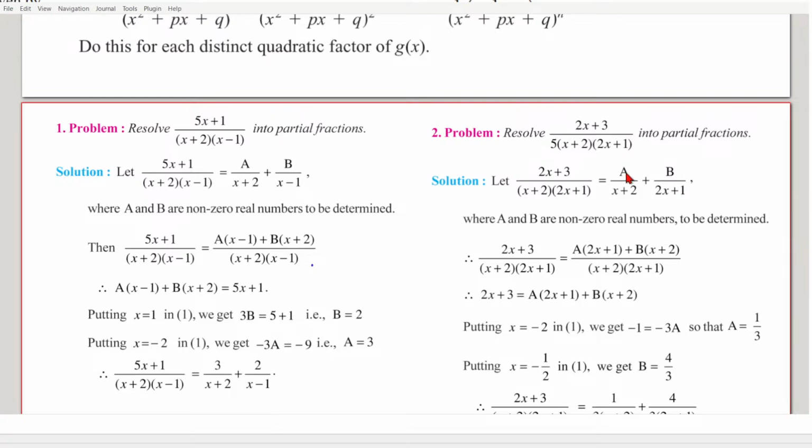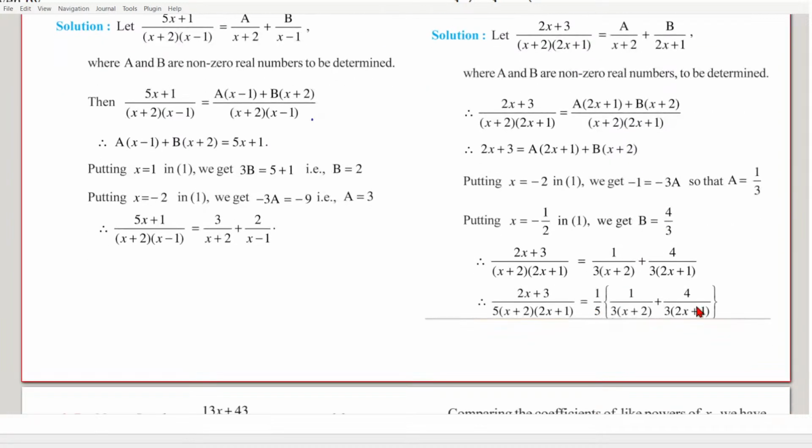So a into 2x plus 1 plus b into x plus 2 should be equal to 2x plus 3. You substitute x equals minus half and x equals minus 2, and you will figure out what a and b are. Understood? So this one we are able to break.